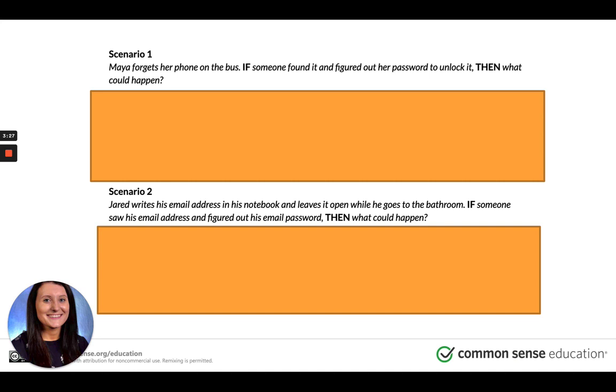So before we look at some ideas for scenario 1, let's also look at scenario 2. Jared writes his email address in his notebook and leaves it open while he goes to the bathroom. If someone saw his email address and figured out his email password, then what could happen? So again, I will give you a minute to think about that yourself before we look at some ideas.